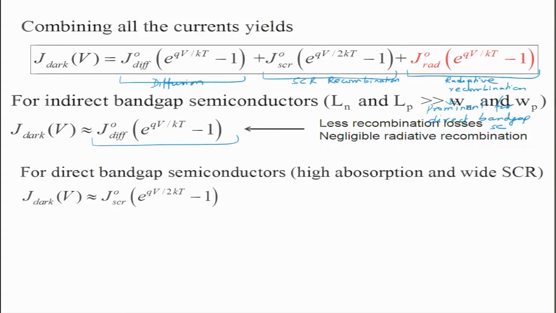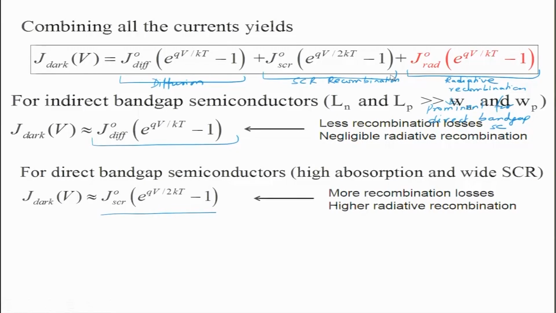However, for direct band gap semiconductors which have high absorption, they generally have a very wide space charge region. These materials generally have a dark current which has qV by 2kT dependence. So this space charge recombination is higher in these materials, especially when you have direct band gap semiconductors. But generally it is not always very ideal.